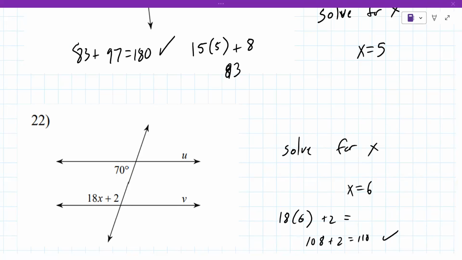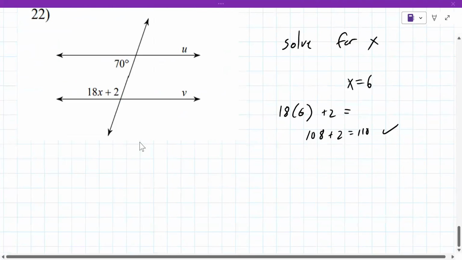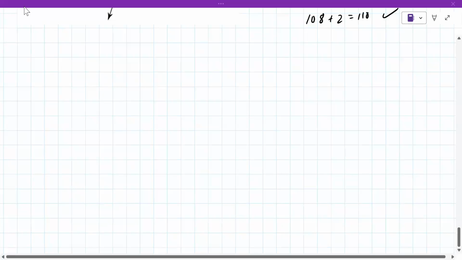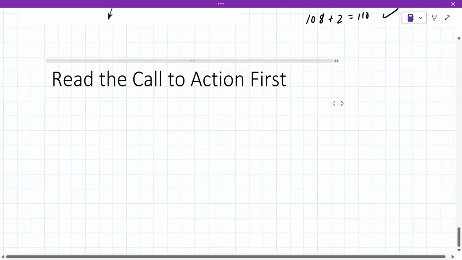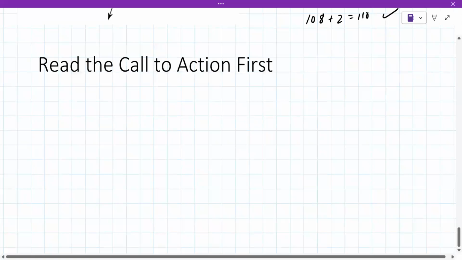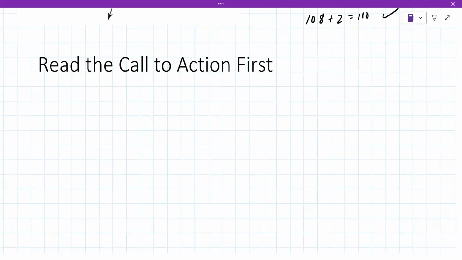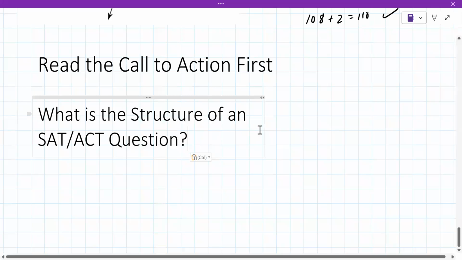So let's go back to doing some SAT prep stuff. We might have covered this already. I'm not sure. In the first class I teach, we always talk about a test taking strategy. The very first thing I always tell students is to read the call to action first. And you might be wondering, what is a call to action? Well, we need to start with what is the actual structure of an SAT ACT question?